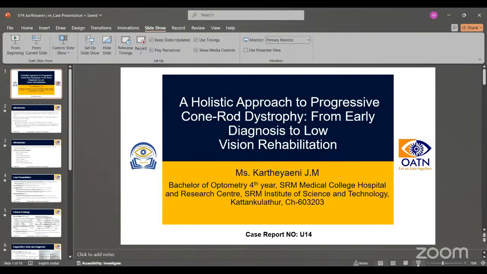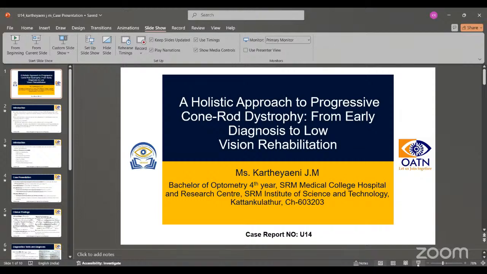Signs and symptoms of cone rod dystrophy vary with its progression rate. Reduced visual acuity, central vision loss, photophobia, color vision deficiency, nyctalopia, metamorphopsia, reduced contrast sensitivity, nystagmus, abnormal pupillary reflex, delayed dark adaptation, peripheral vision loss.